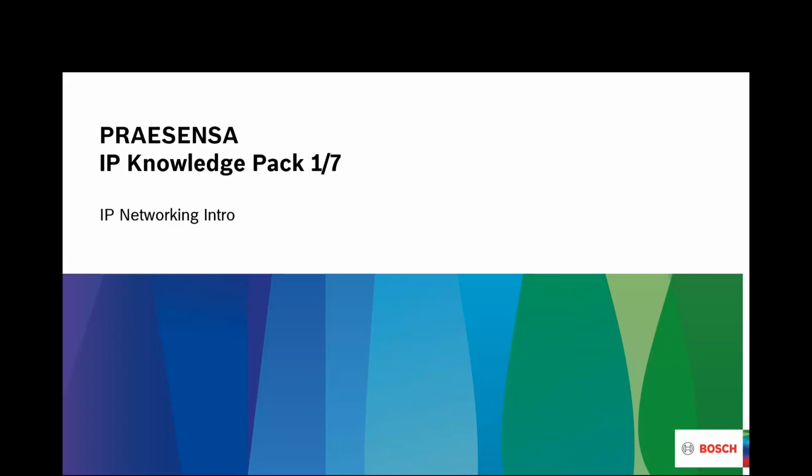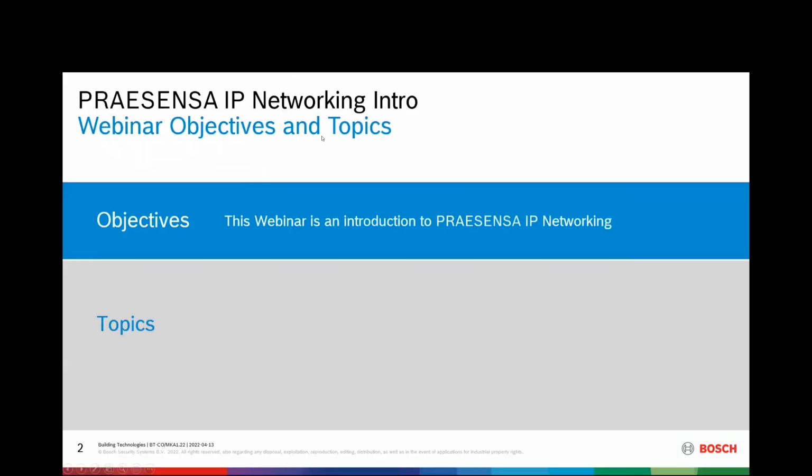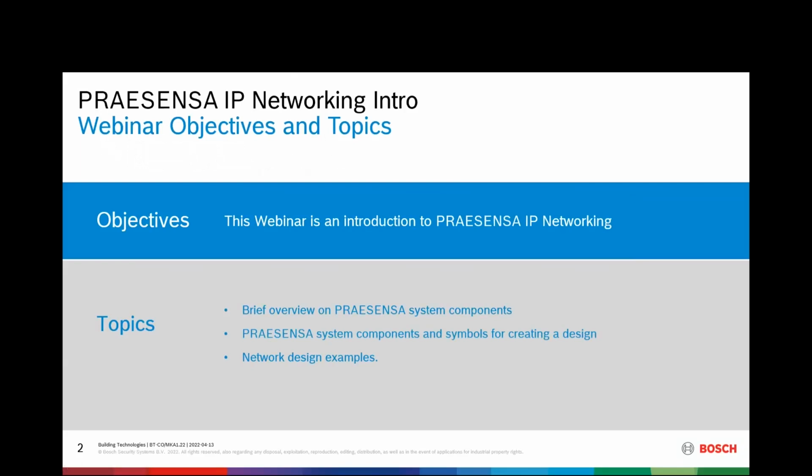So as you see on the next slide, the objective today is to give you an introduction on IP networking in relation to our PA platform called PRAESENSA, which is an IP-based public address and voice alarm system. So what we want to cover today is first a brief overview of the PRAESENSA system components and symbols for creating a design in respect to IP networking for PA, and we do some network design examples.